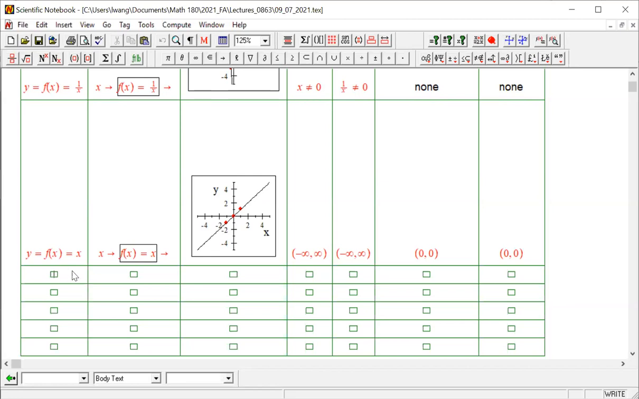Now, the next one, function number 4. What is function number 4? The square function. Okay, y equals x squared, yes.